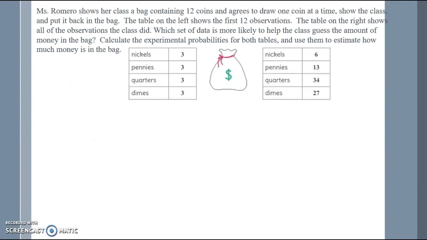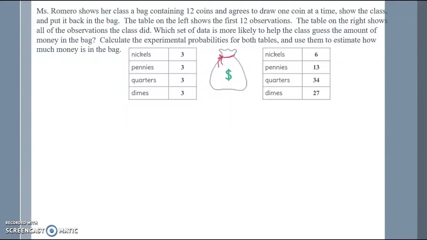Miss Romero shows her class a bag containing 12 coins and agrees to draw 1 coin at a time, show the class, and put it back in the bag. The table on the left shows the first 12 observations. The table on the right shows all of the observations the class had done. Which set of data is more likely to help the class guess the amount of money in the bag? Calculate the experimental probabilities for both tables and use them to estimate how much money is in the bag.